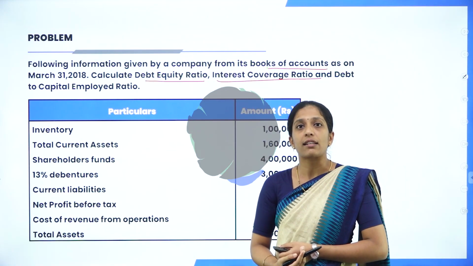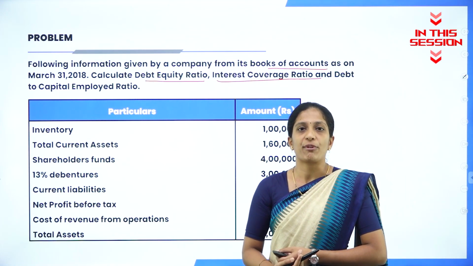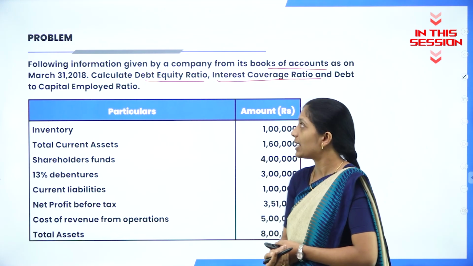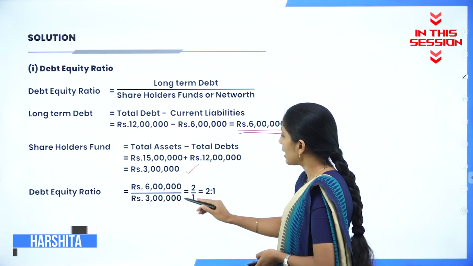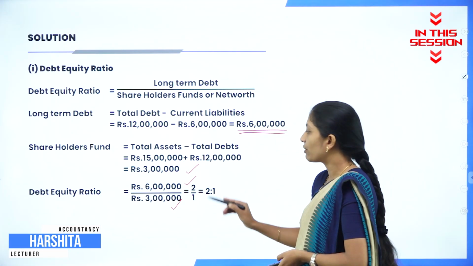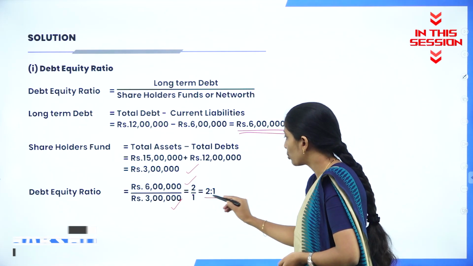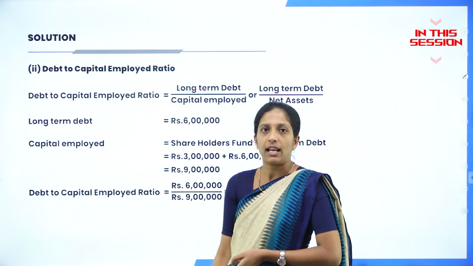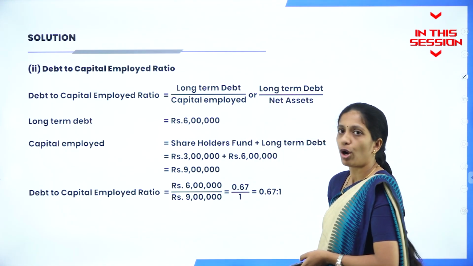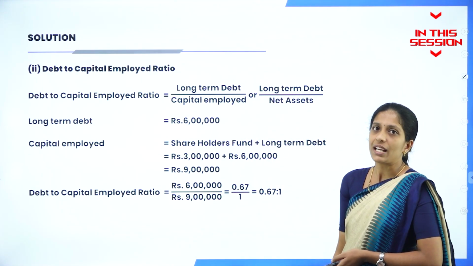The formula for interest coverage ratio is profit before interest and income tax divided by fixed income charges. Long-term debt is 6 lakh divided by shareholders fund, that is 3 lakh. So it will be 2 divided by 1, that is 2:1. Debt to capital employed ratio, your formula is long-term debt divided by capital employed or long-term debt divided by net assets.